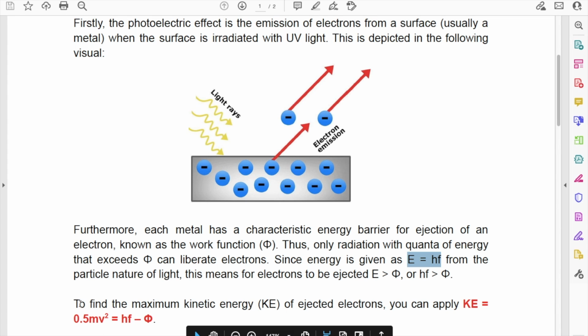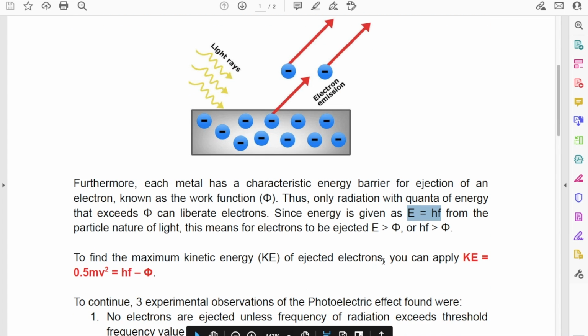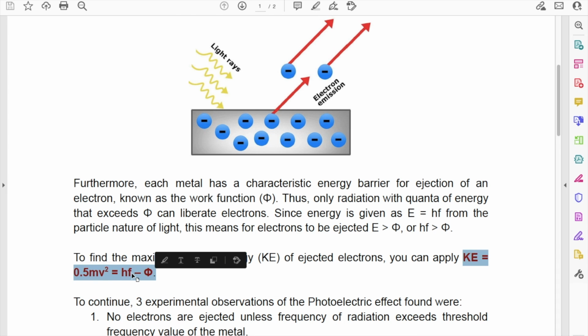To find the maximum kinetic energy of electrons, you can apply this crucial equation right here, which is half mv squared is equal to hf minus the work function.